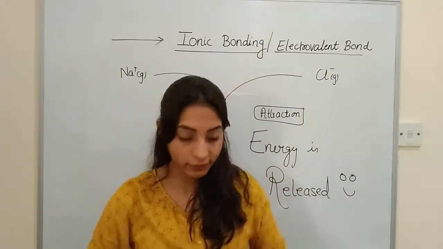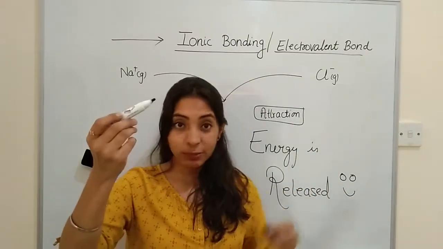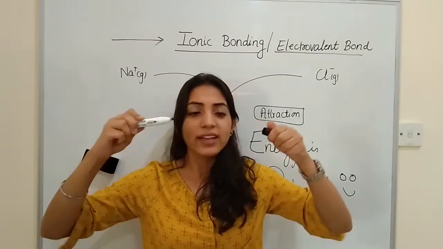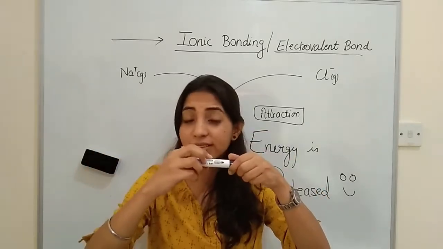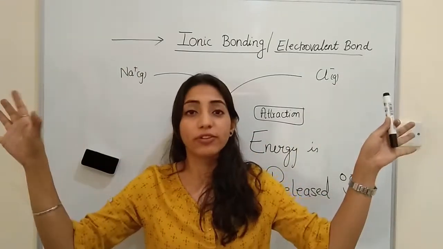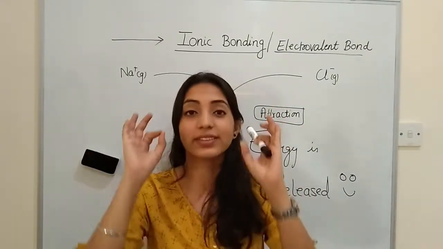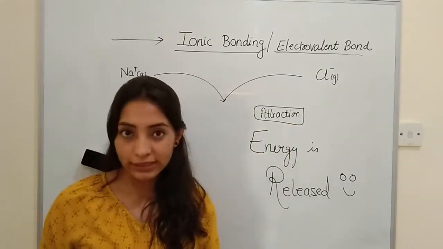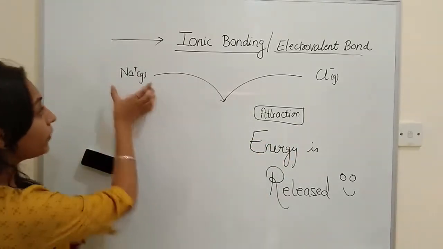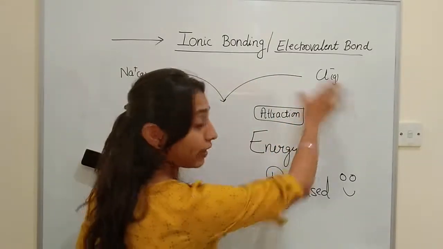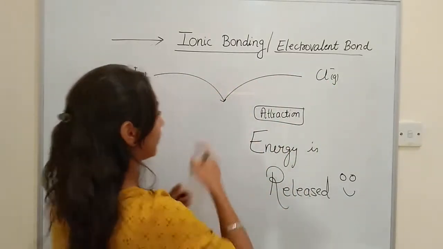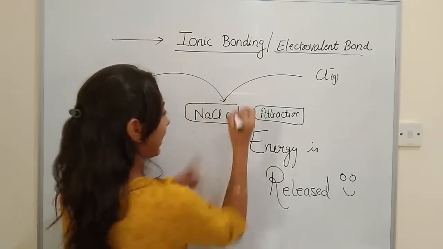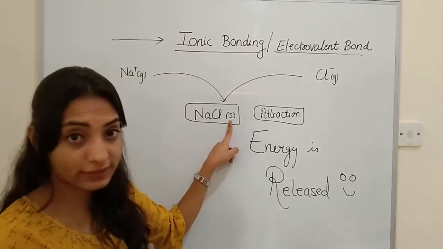One positive, one negative. Okay, let me just show it to you. Let's say this is positive, this is negative. When the two are coming close to each other, when they attract each other, as soon as they come close to each other, attraction occurs. And because of this attraction, so much amount of energy is released. Get this thing directly into your mind that when attraction occurs, energy is released. Okay, so let us assume that the gaseous cation and gaseous anion so formed were attracted to each other to form NaCl. But this NaCl so formed is in the solid state.